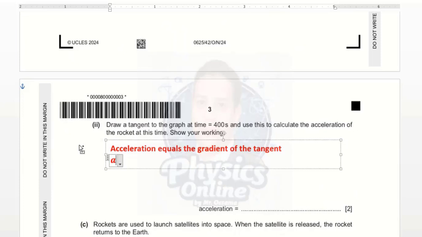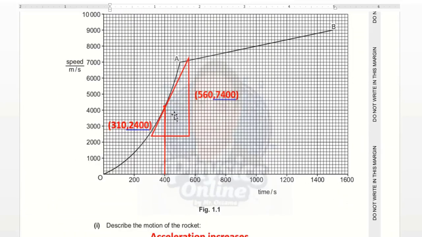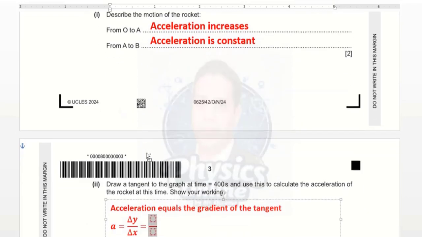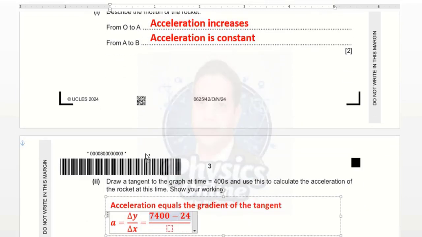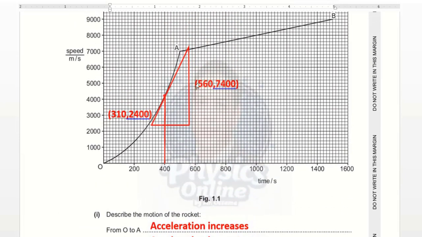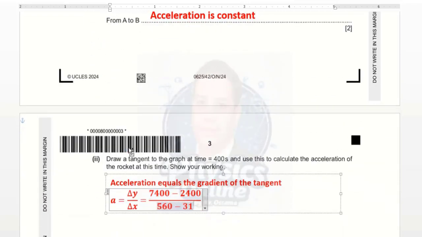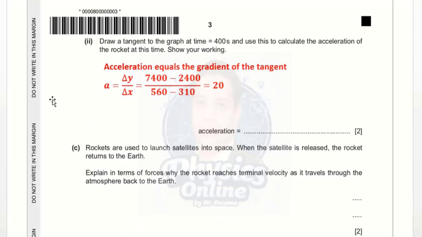Now we can find the gradient. Acceleration equals the gradient, delta y over delta x. Delta y here is 7400 minus 2400, and delta x is 560 minus 310. We find about 20, and the unit of acceleration is meter per second square. Final answer will be also 20 meter per second square.